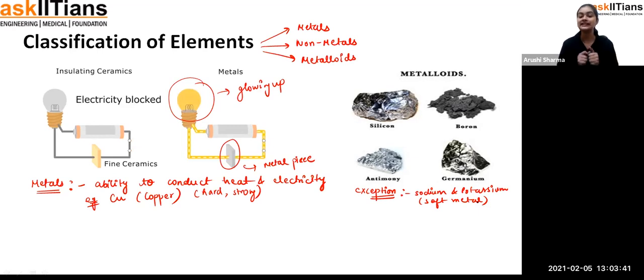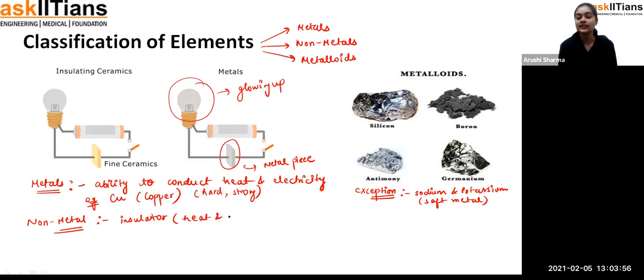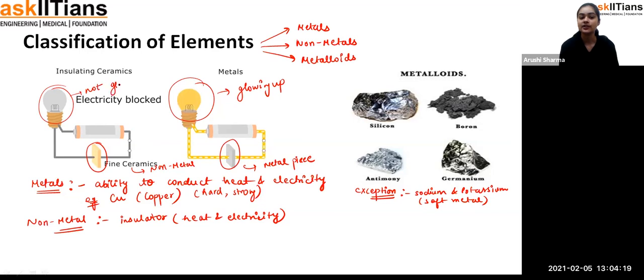Now, if we talk about non-metals, non-metals are something which act as an insulator. Insulator means, students, that they do not have the ability to conduct heat and electricity. And generally, students, they are not hard, they are generally soft. You can see the picture here, it is a fine ceramic. Ceramic is a non-metal, and when the piece of ceramic is present and you switch on, you can see that the bulb is not glowing up. That means electricity is blocked.